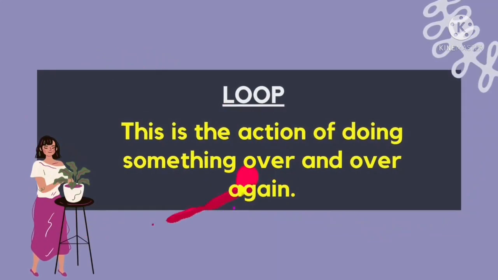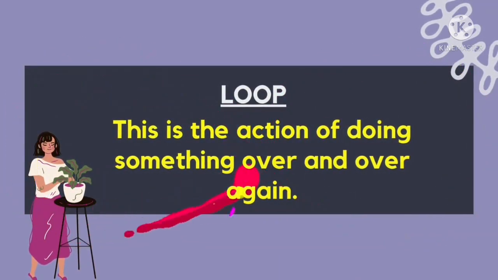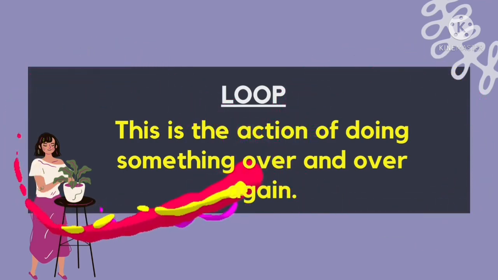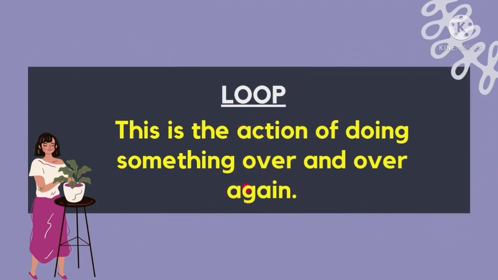And the last term we are going to review is loop. Loop in computer science is the action of doing something over and over again. So in programming, if we want to loop instructions, we make use of a special block called the repeat block. The repeat block helps us to loop instructions. So now listen attentively to an overview of the code.org's online workspace.